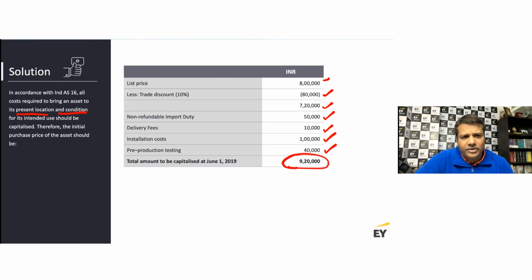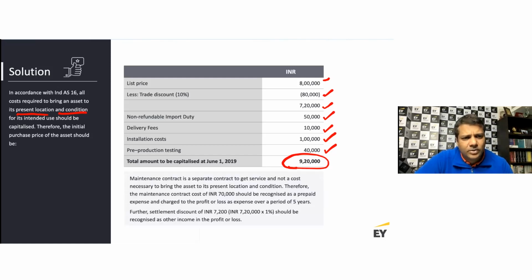Now we are left with two questions: one is the settlement discount, the other is the maintenance. Maintenance is a separate contract to get service and not a cost necessary to bring the asset to its present location and condition. Therefore, the maintenance contract cost of INR 70,000 should be recognized as a prepaid expense and charged to profit or loss as expense over a period of 5 years. Now, this is important, and similarly, let's say if I were to relate this with some other examples.